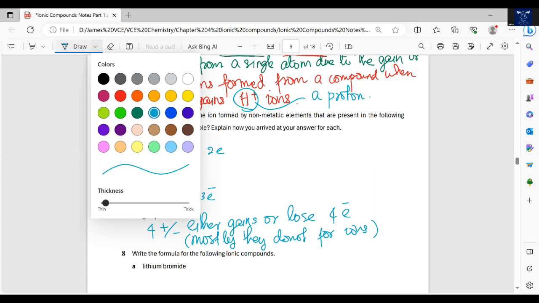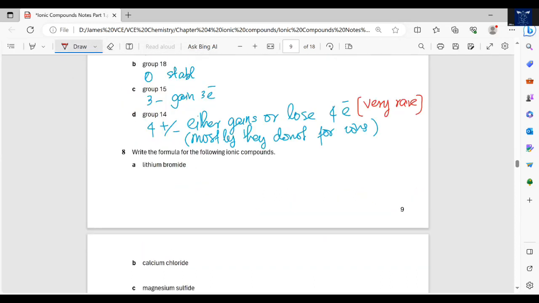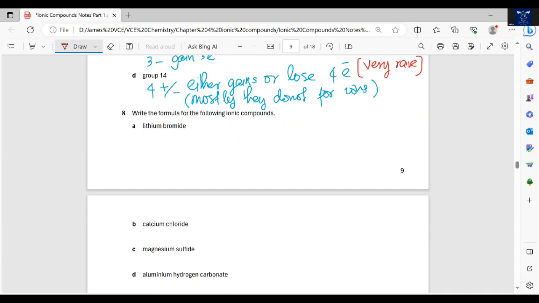Question 8 is just formulas. Let me try bromine. Bromine is Br minus, and lithium is Li plus, so you will get lithium bromide. Calcium is Ca2 plus and chloride is Cl minus, so they will form CaCl2. Magnesium is Mg2 plus and S2 minus, that will give you MgS.